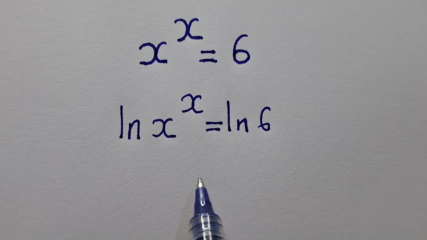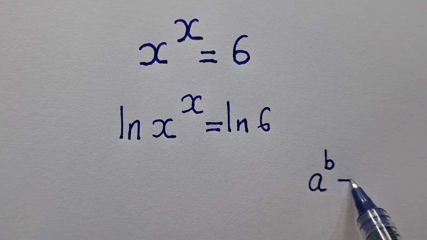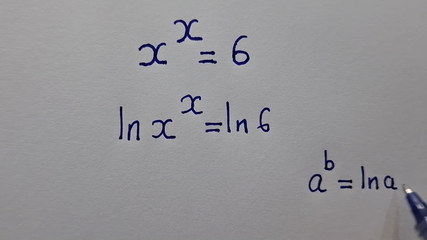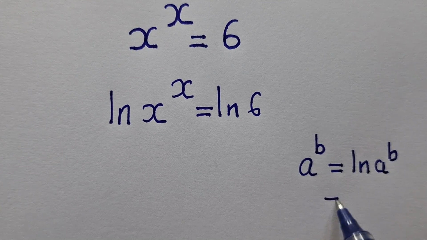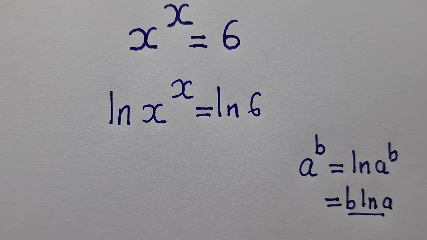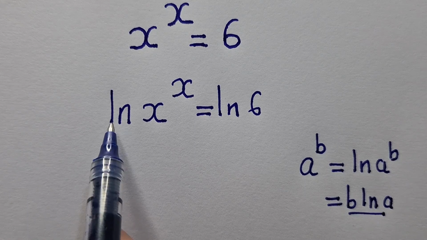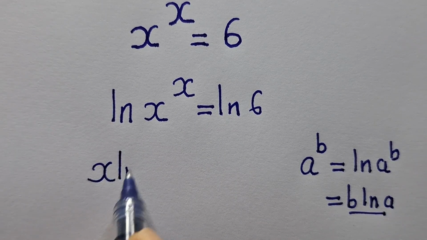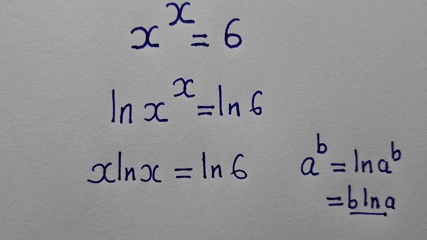So it's a property which says that when you've got a to the power b, and when you introduce ln, the power will come in front, and it will be b ln a. So this is a property we need to introduce right here, which is why I've introduced the ln here and here. So x ln x will be equal to ln 6.